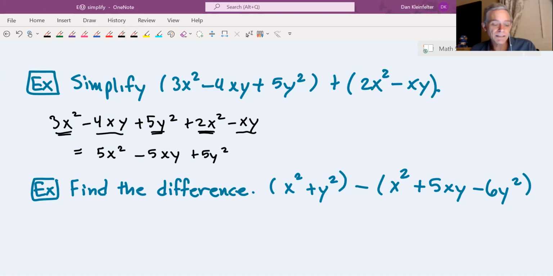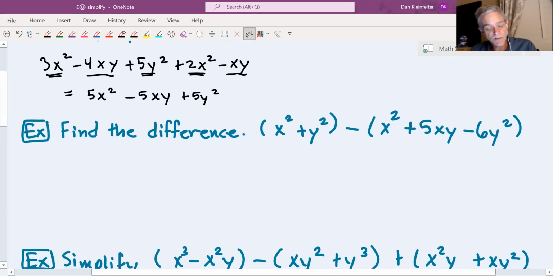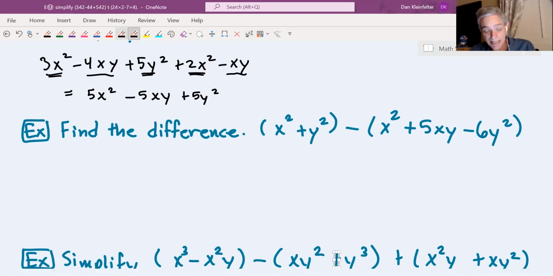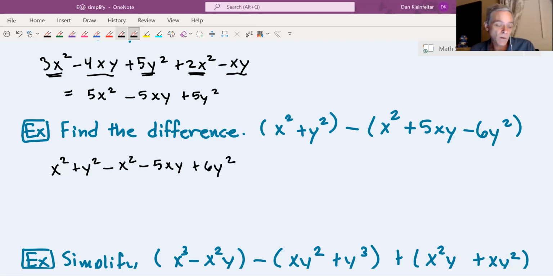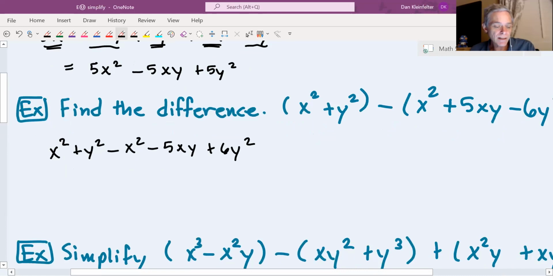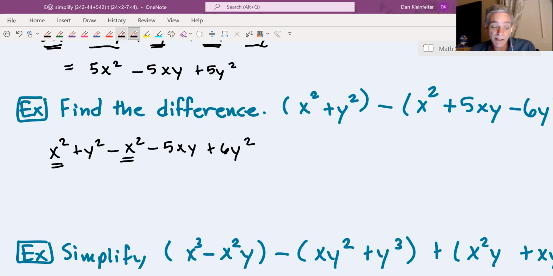Okay. All right. So next, we're to find a difference. Notice this one doesn't say subtract from, so we're just going to find the difference, just subtract it as written. So we'll have x squared plus y squared. Distributing the negative, we'll have minus x squared minus 5xy plus 6y squared. Okay, so then let me combine the x squared terms first. There's a positive x squared and a negative x squared.